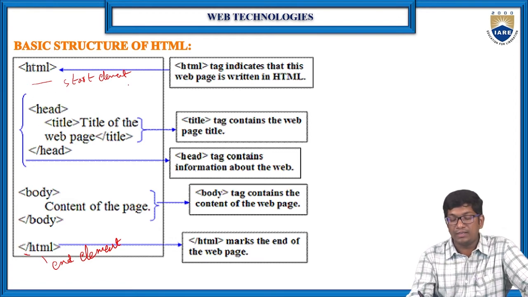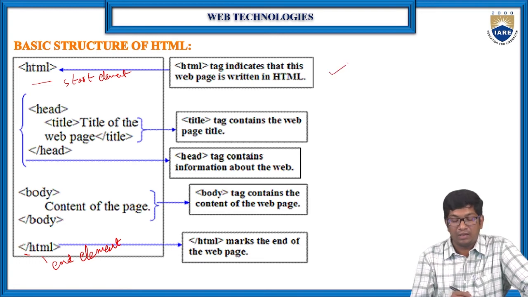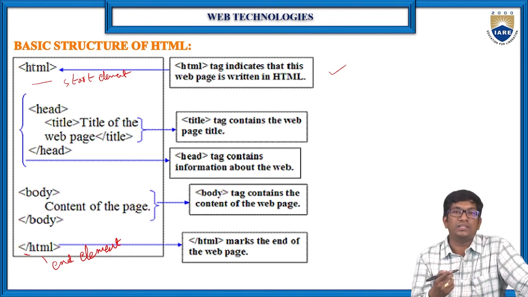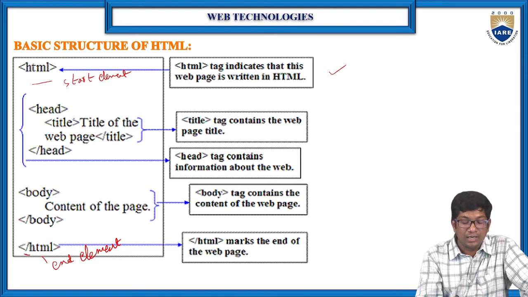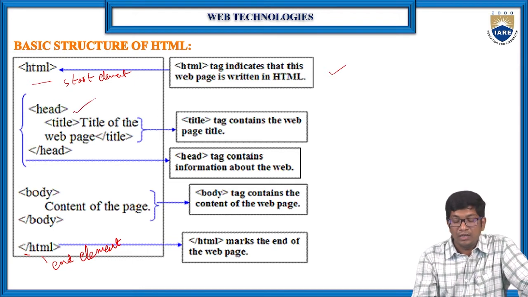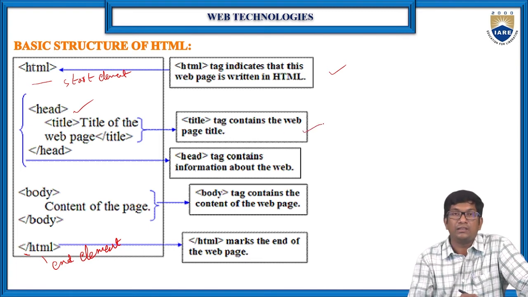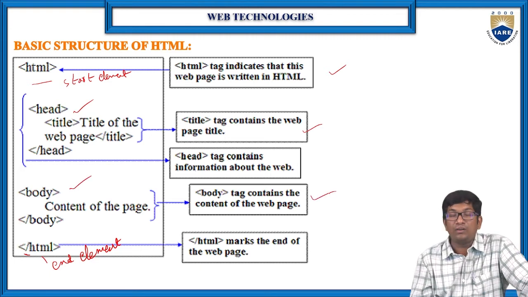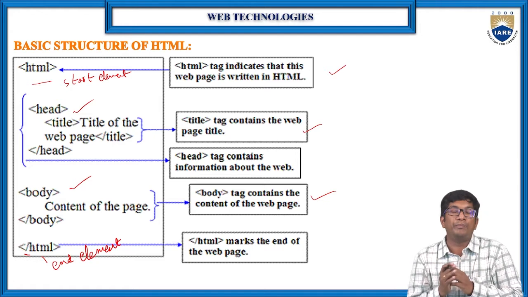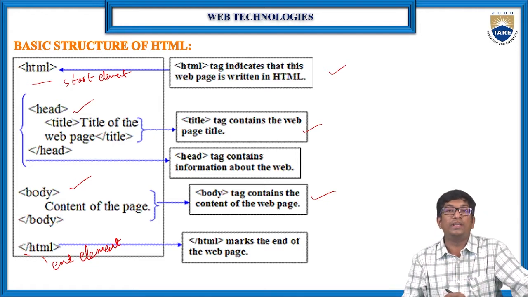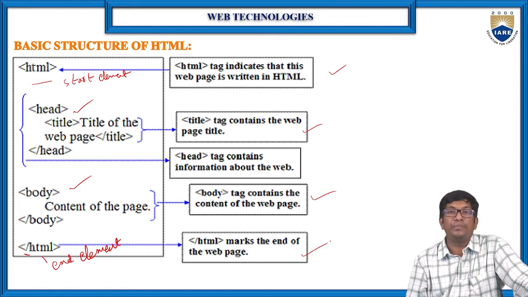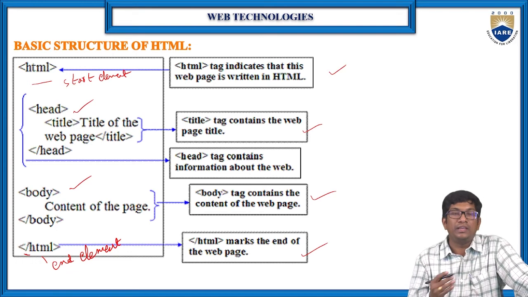The HTML tag indicates that this web page is written in HTML. Already we discussed, every HTML document contains two sections: one is the head section and another one is the body section. The head section contains the title and metadata. The title tag contains the web page title. The body tag contains the content of the web page. What data you want to display in the web browser, you write in between the body element. And slash HTML marks the end of the web page. So this is the basic structure of any HTML document.